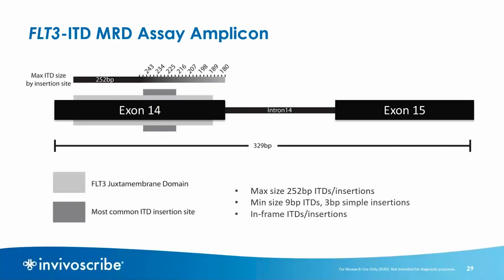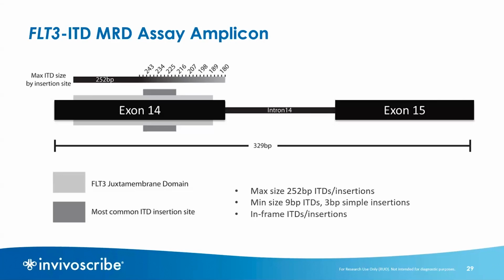This figure illustrates the region that is amplified in the FLT3 ITD MRD MiSeq assay. The juxtamembrane domain is represented by the light gray region. And within that, you can see that you have this darker gray region, and that's corresponding to the JMZ region of the juxtamembrane domain. And that is where you most commonly have ITDs inserted.